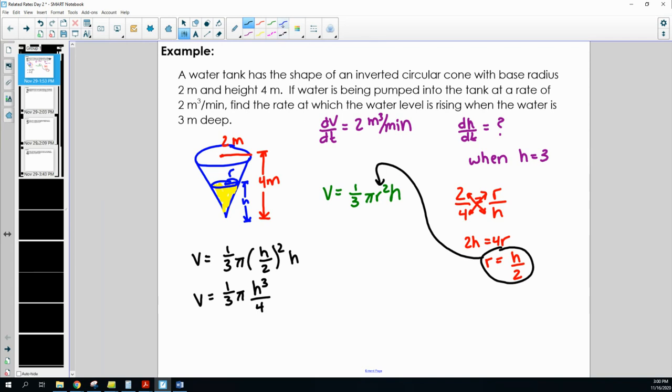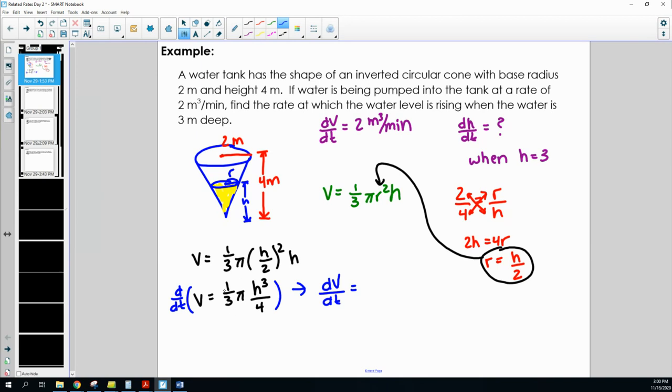So now we can take the derivative of everything in terms of t. So take the derivative of the whole thing. The derivative of the volume is going to be dV/dt equals, and then we have 1/3 pi h cubed over 4. So 1/3 pi is like our constant that's in front. So really we're taking the h cubed over 4, and if you wanted to, you can pull the 4 out and make it 1/3 times 1/4, so you'd have 1/12 in the front. Whatever makes sense to you.